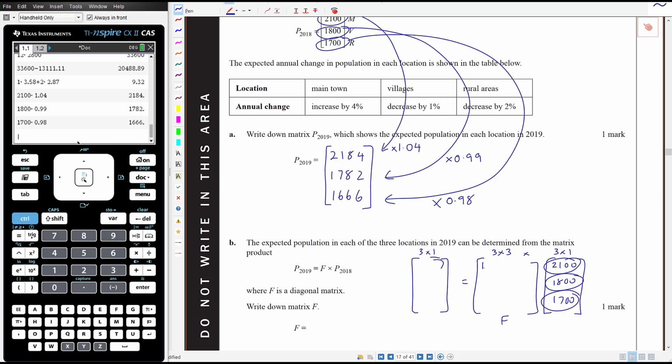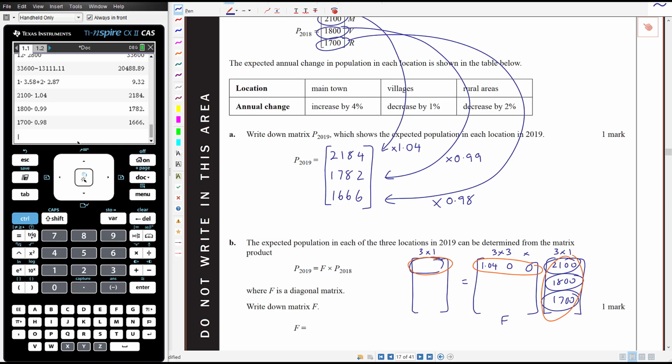So I'm going to put 1.04 up here. Thinking about this number in the top of our answer, it is going to be the top row times the only column, and I need it to be 1.04 times 2100. So I need a 1.04 here, plus we want 0 times 1800, so we're going to need 0, plus 0 times 1700, so we're going to need 0 there.